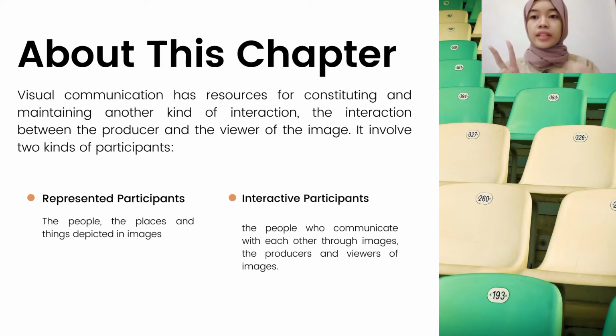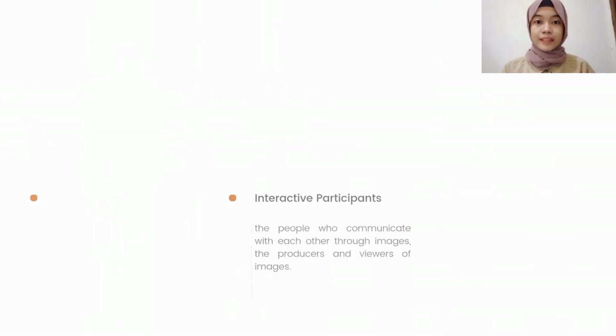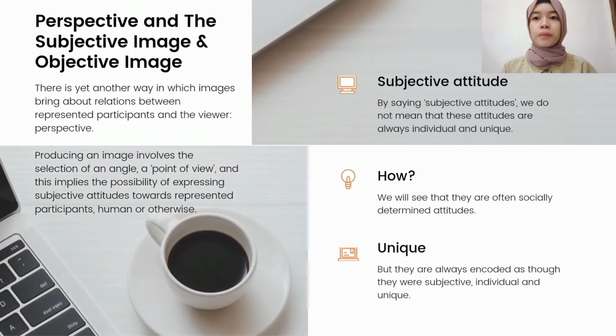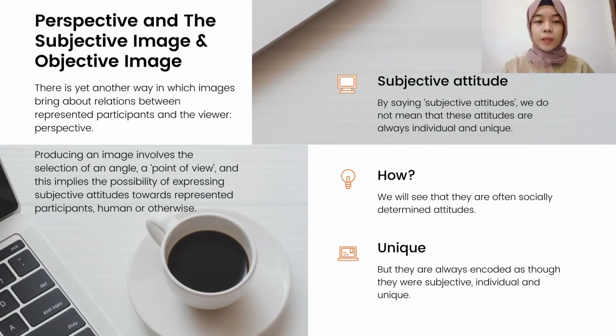And these 2 points right here have 3 kinds of relations, which are the first one, relations between represented participants, and then the relation between interactive and represented participants, and the last one is relation between the interactive participants. Next slide, we eventually reached the main purpose of this presentation, which is to explain the subchapter titled Perspective and the Subjective and Objective Image.